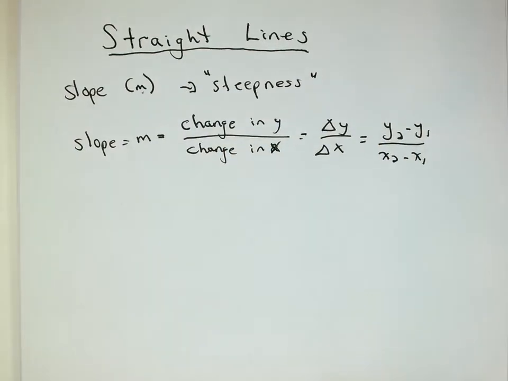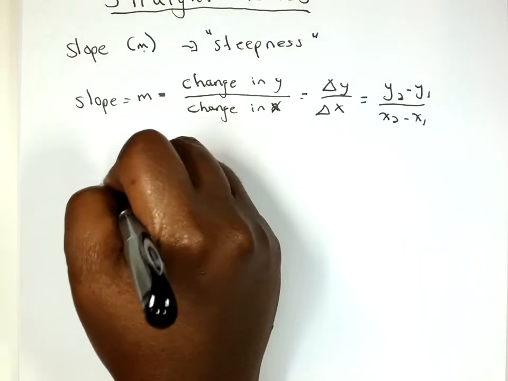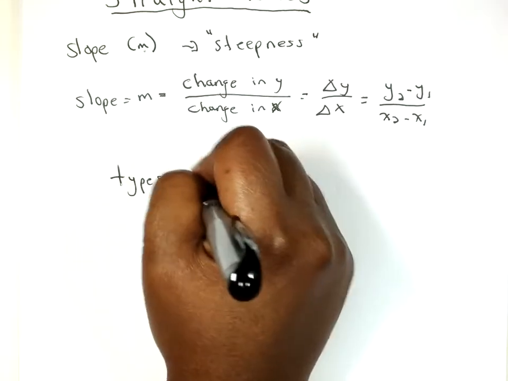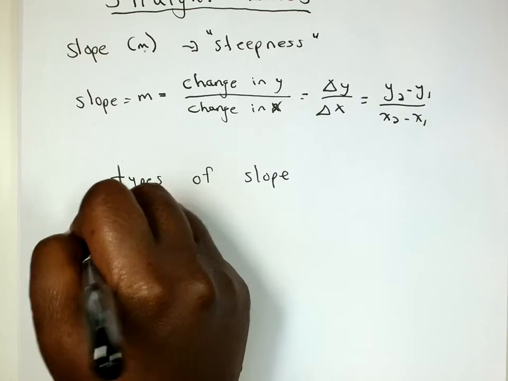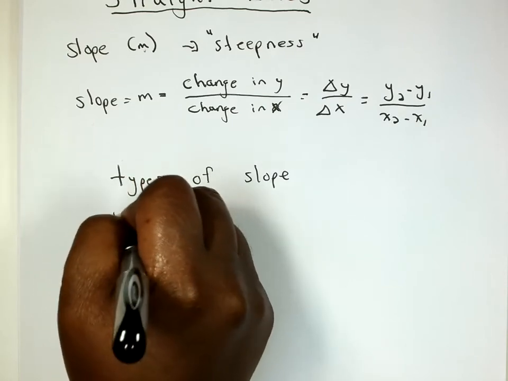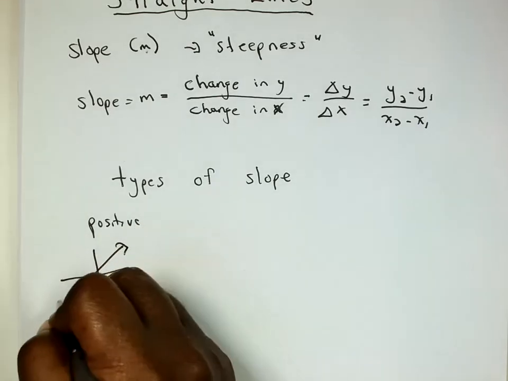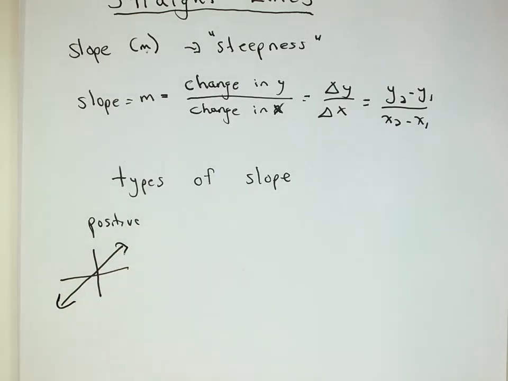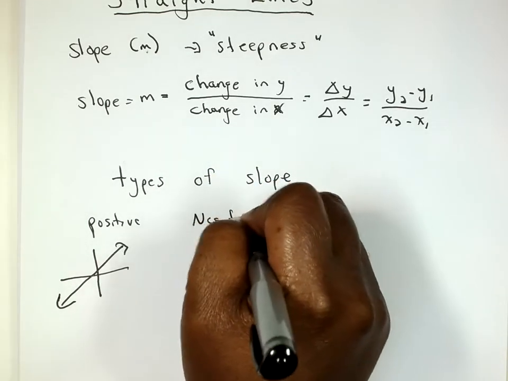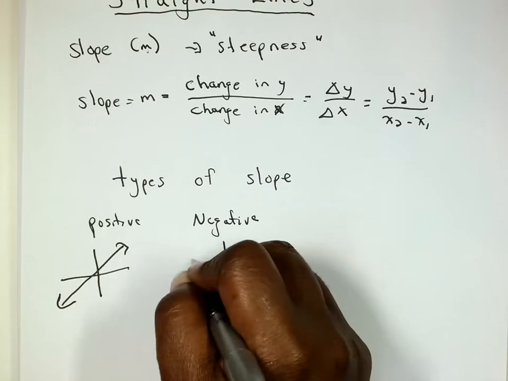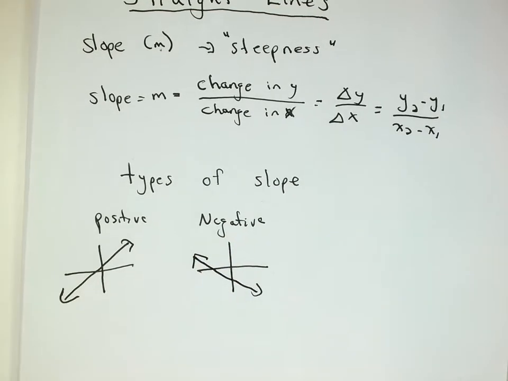So like I said, there's 4 different things that can happen when we talk about slope. I could have a positive slope. So if my line has a positive slope, as I move from left to right, then it's increasing, it's going up. I could have a negative slope. And in that case, as I move from left to right, the line is going down.